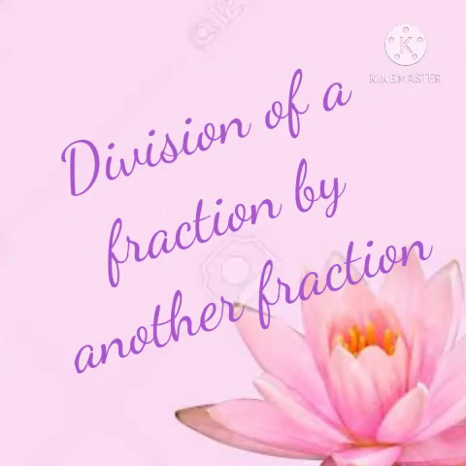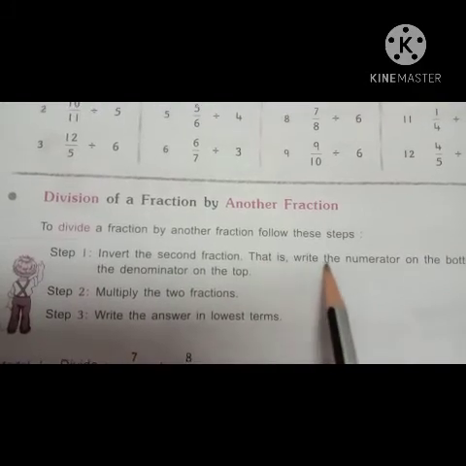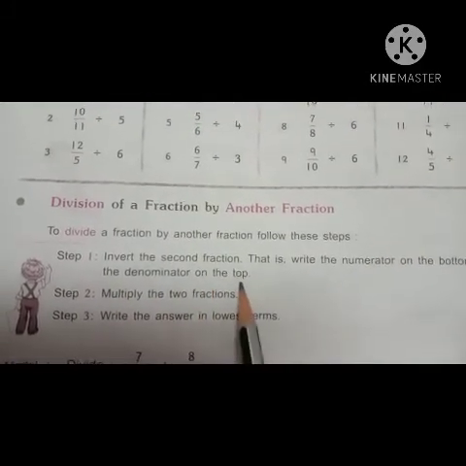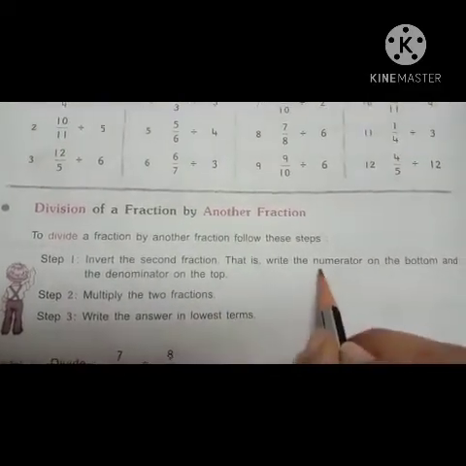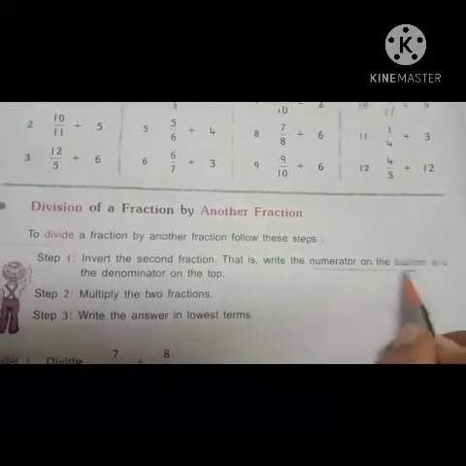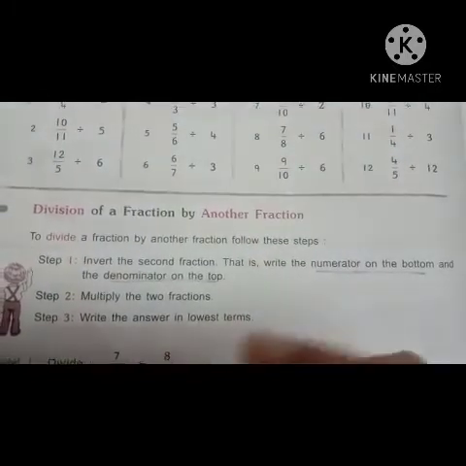Next one, division of a fraction by another fraction. To divide a fraction by another fraction, we have to follow some steps. See here. First step, children: invert the second fraction, that is, write the numerator on the bottom and the denominator on the top. We have to take the reciprocal of the second fraction. Numerator on the bottom, and denominator on the top. We have to reverse that.